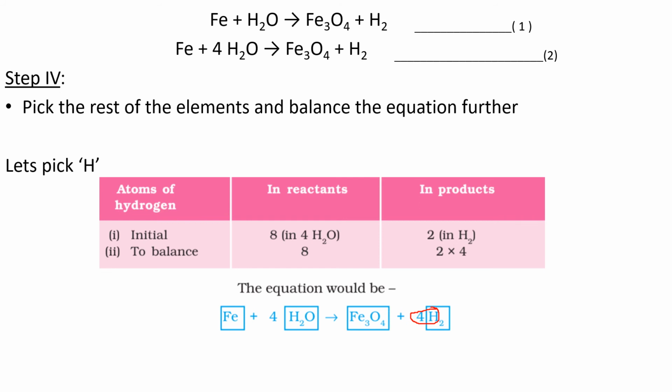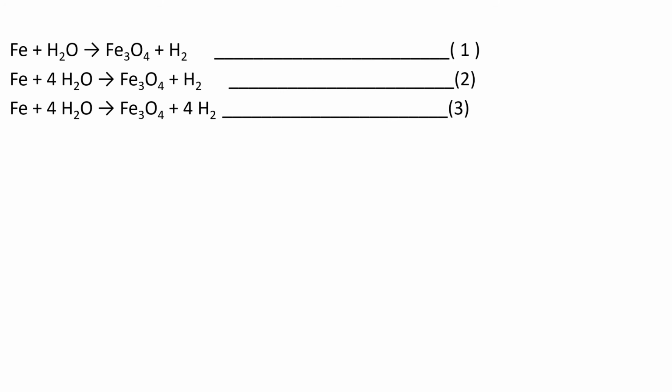So is this equation balanced? No, the equation is still not balanced. So we have come to this third equation now. We have balanced the oxygen atoms and we have balanced the hydrogen atoms. So what is remaining? Iron is remaining.